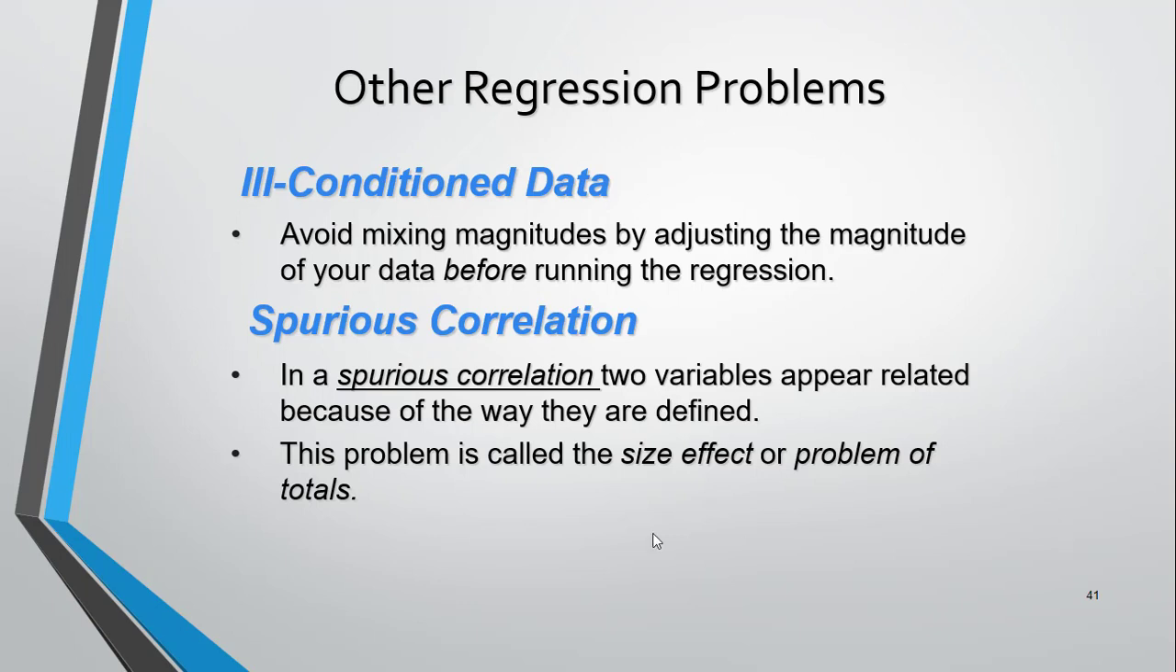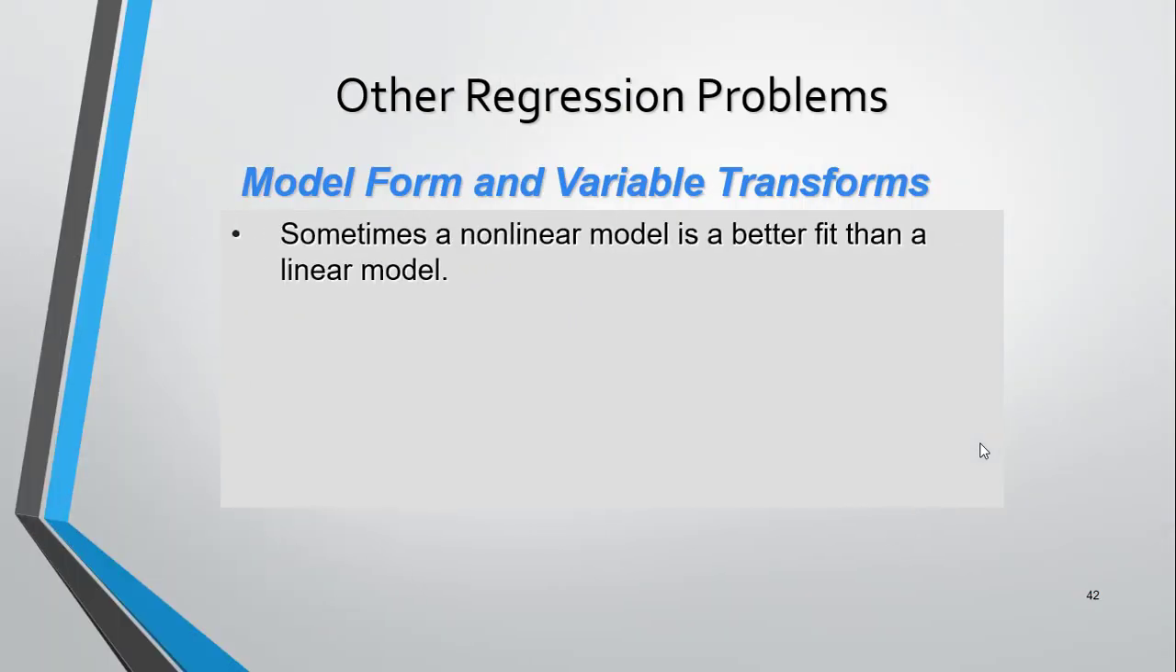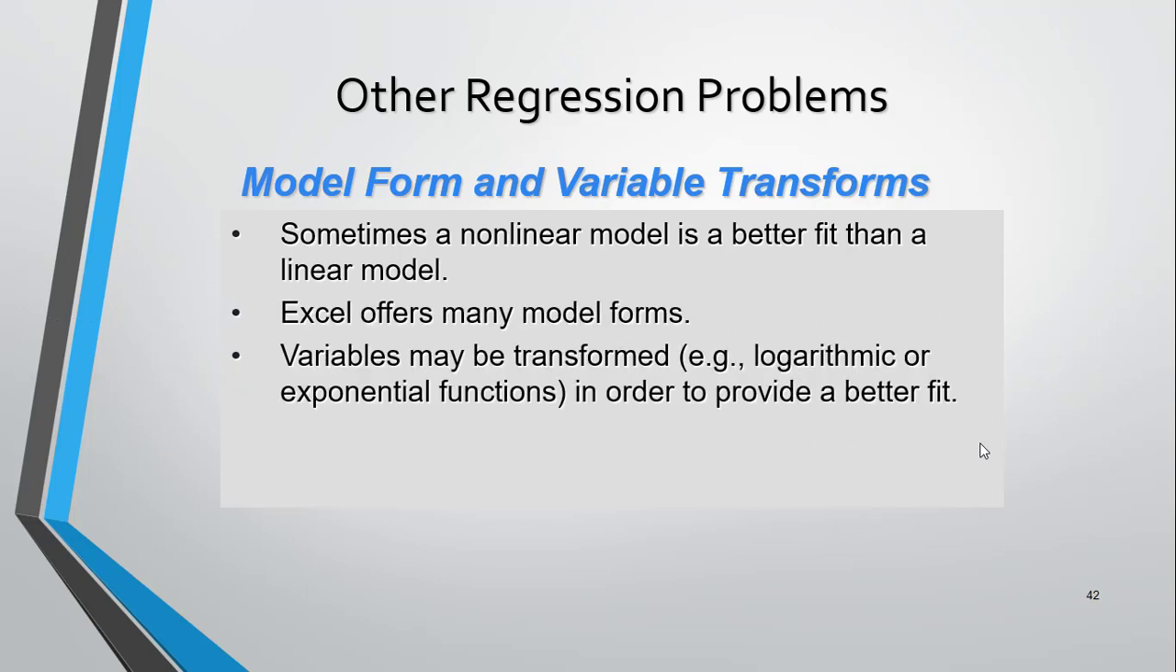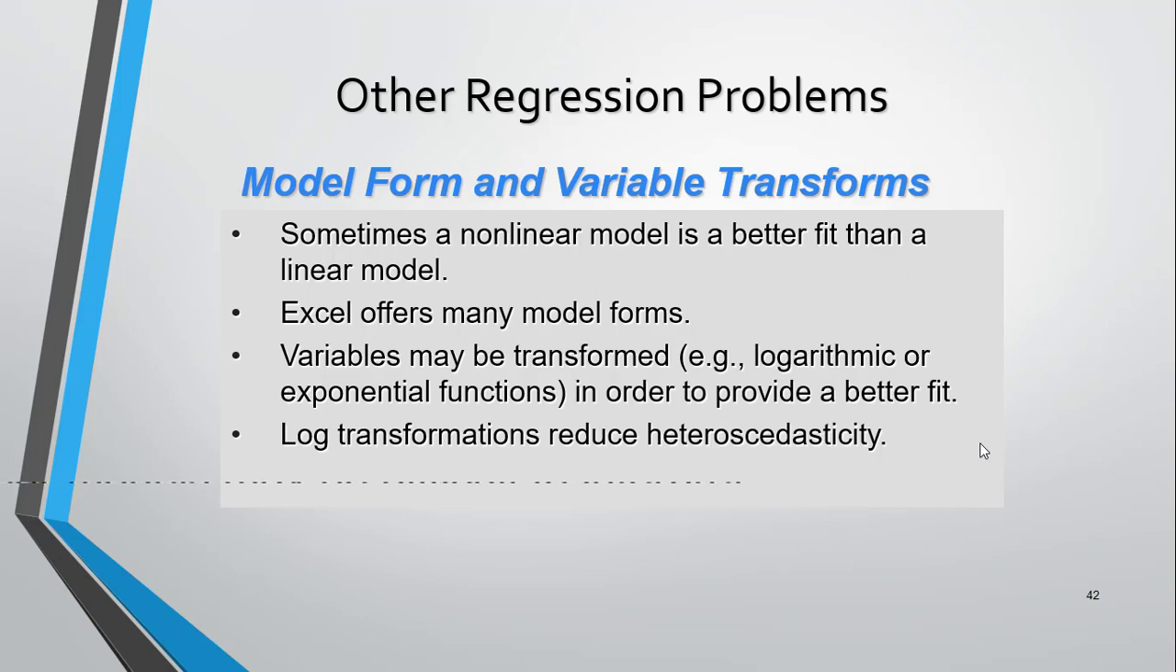Spurious correlation. In a spurious correlation, two variables appear related because of the way they are defined. The problem is called the size effect, or problem of totals. Model form and variable transforms. Sometimes a nonlinear model is a better fit than a linear model. Not everything is on the line. Excel offers many model forms that you can explore. Variables may be transformed, using logarithmic or exponential functions, in order to provide a better fit. Log transformation reduces heteroscedasticity. Nonlinear models may be difficult to interpret, so it's not that easy.